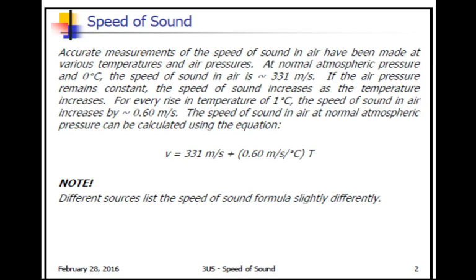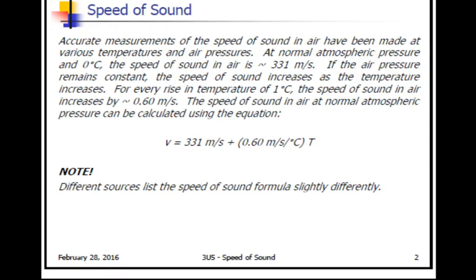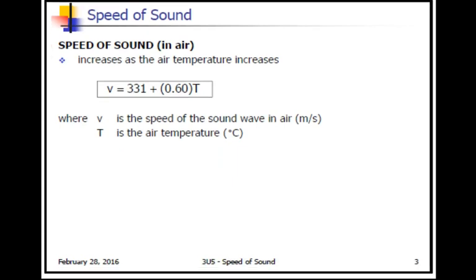So we can use this equation, V equals 331 meters per second plus 0.60 meters per second per degree Celsius times T. Or without the units, V equals 331 plus 0.60 times T. So that is the equation. You may want to copy this down. Your V would be given to you in meters per second when you solve this way, and your T has to be in degrees Celsius.